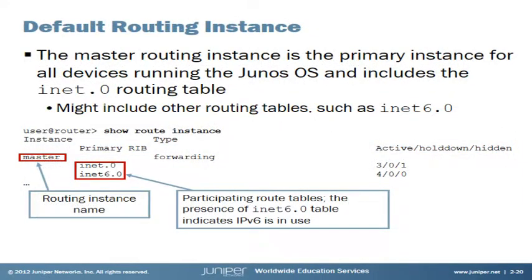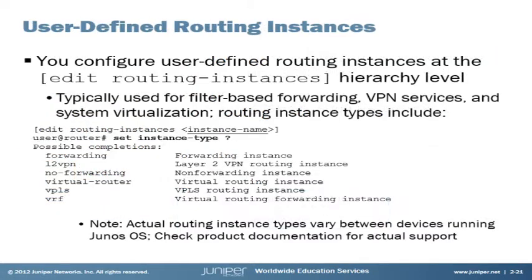Okay, so we have a default routing instance, which is the master instance, the primary instance for all devices running on Juniper operating system. It is inet.0, which is the IPv4 master routing instance. If we were to run the command show routing instances, that's what we would see. We'd see inet.0, inet6.0 for IPv6. We can define routing instances.